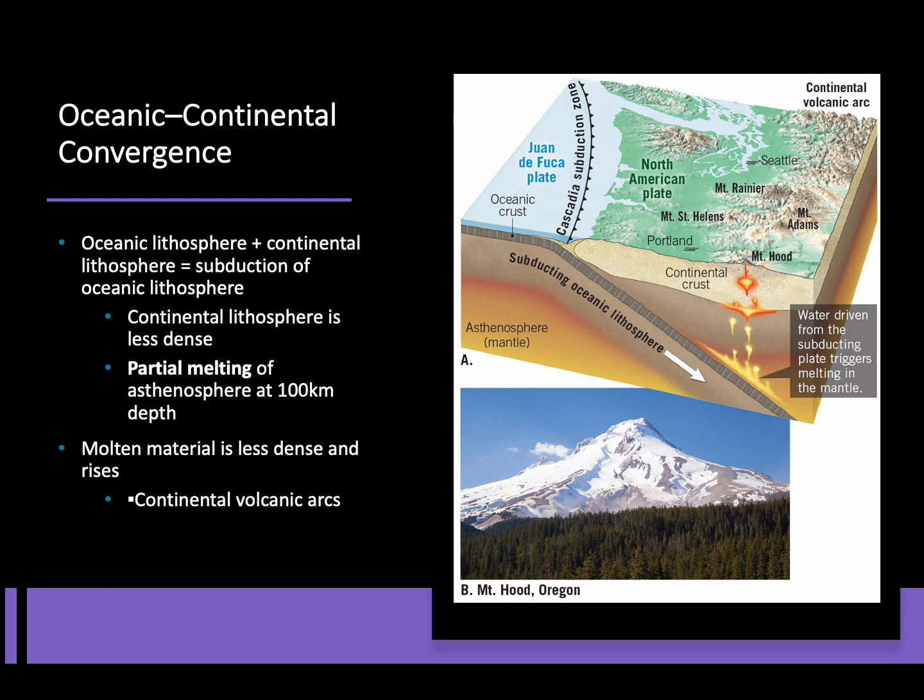And we call these lines of volcanoes that develop on top of a continent continental volcanic arcs. They form at a very specific location where that subducted oceanic lithosphere is melting, and all of that melted magma is rising straight up to the surface as a new chain of volcanoes, which again we call a continental volcanic arc.